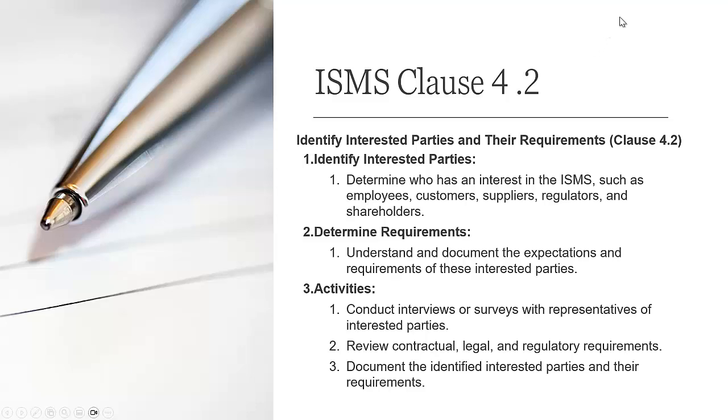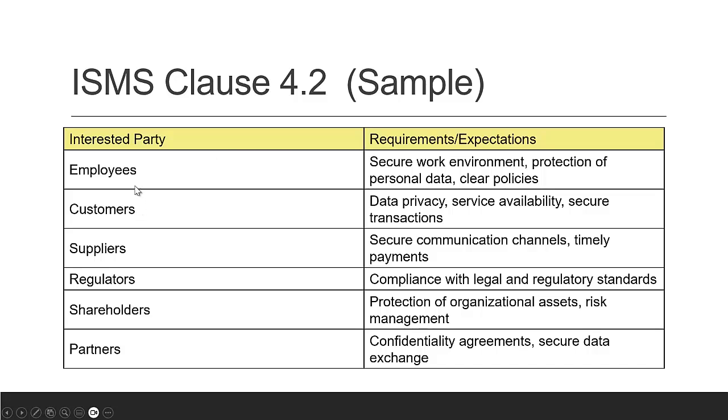Now, how to create the table. So this is how the table looks. For example, employee: their expectation from the ISMS is a secure work environment. Customer has an expectation of data privacy. Supplier has an expectation of a secure communication channel. Regulator has an expectation that we have to comply. Shareholder has an expectation of protection of organization assets. Partner has an expectation of a confidentiality agreement.